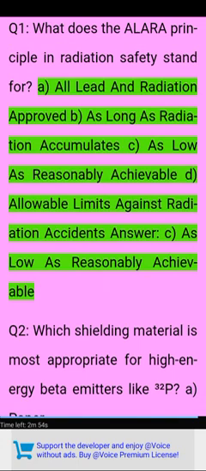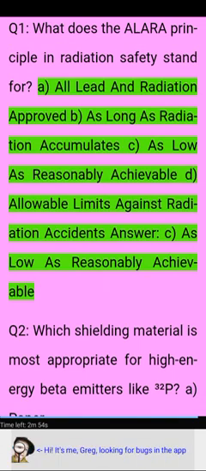A. All lead and radiation approved. B. As long as radiation accumulates. C. As low as reasonably achievable. D. Allowable limits against radiation accidents. Answer. C. As low as reasonably achievable.